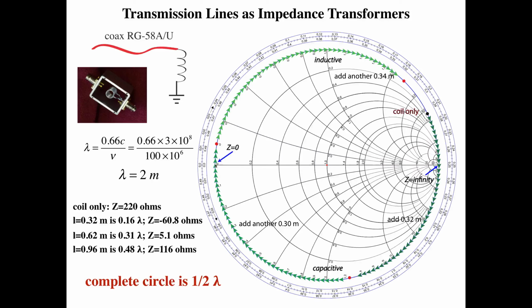Again, just as advertised, for transmission lines, a complete loop around the Smith chart corresponds to half a wavelength. Now, this is also important for other reasons.